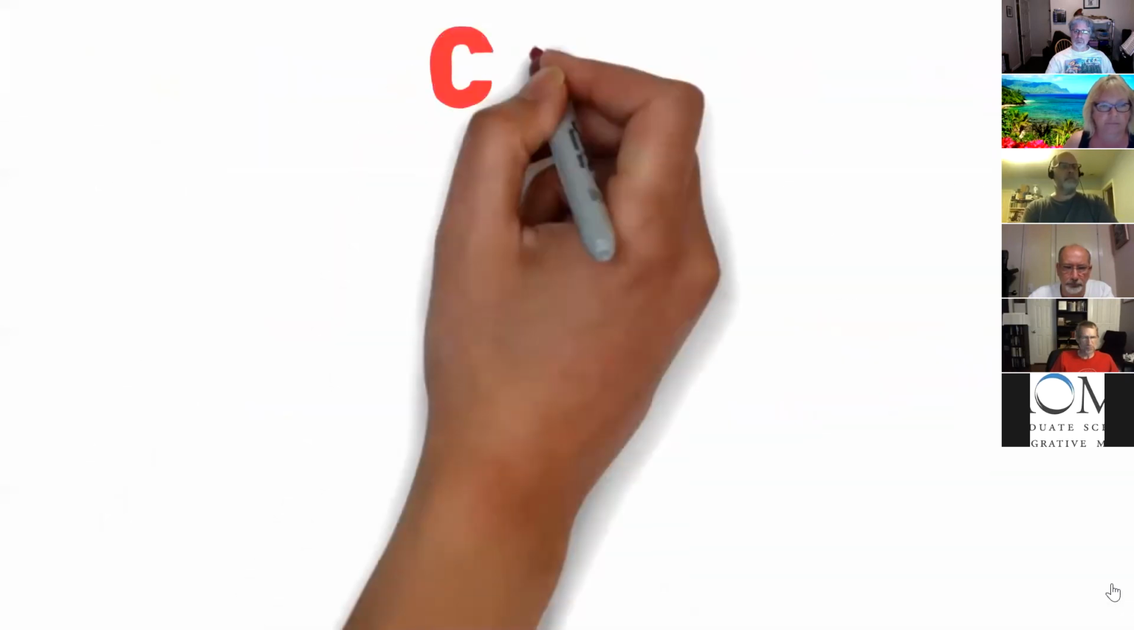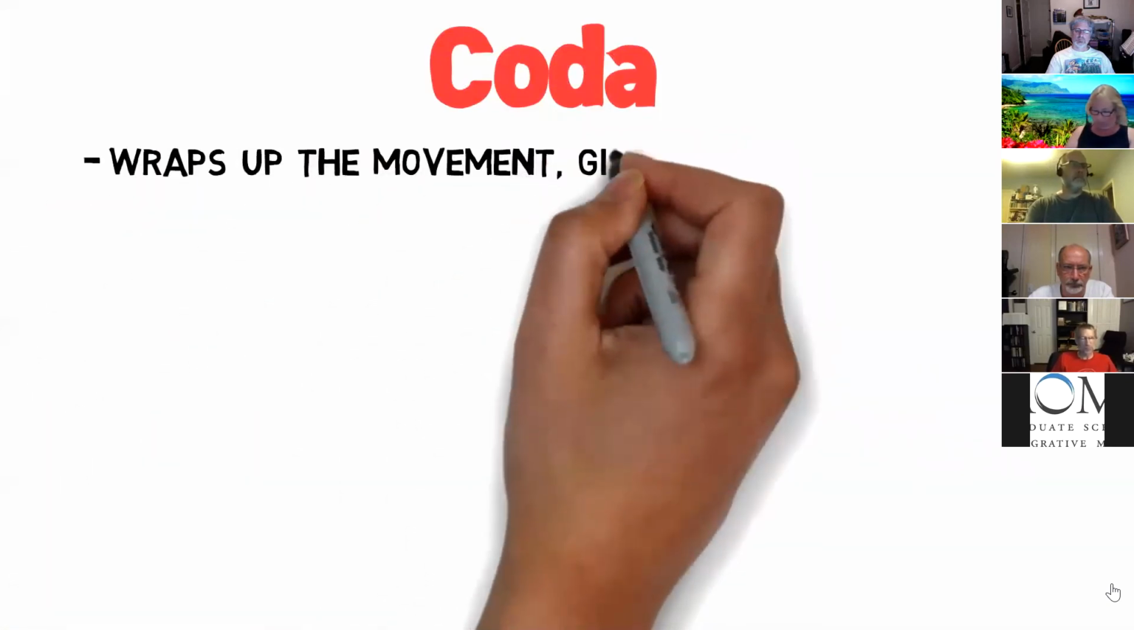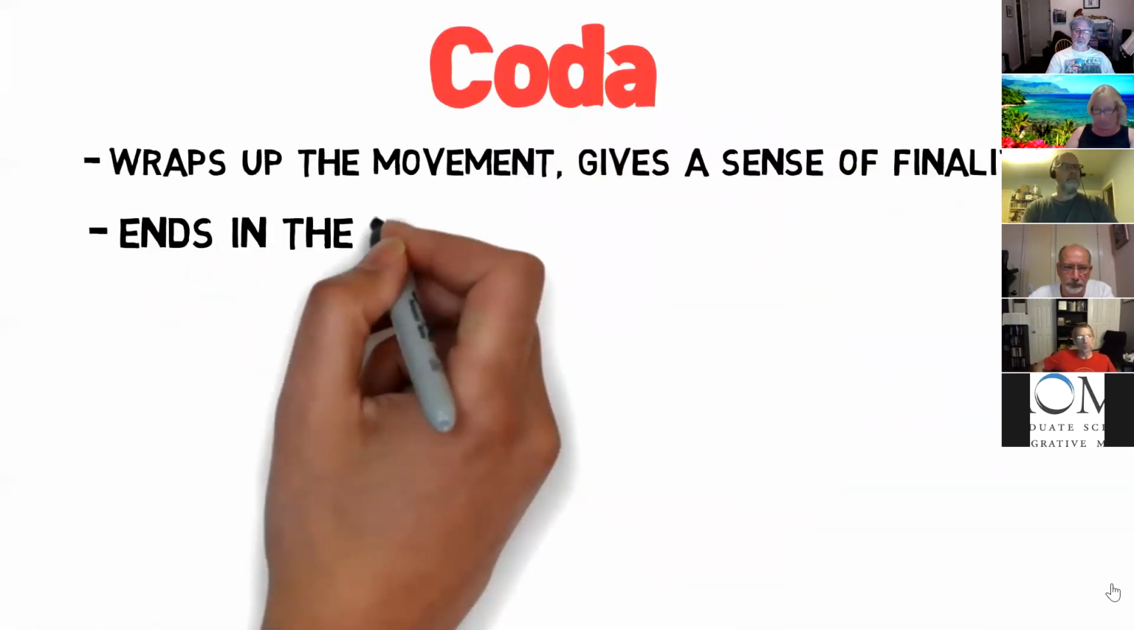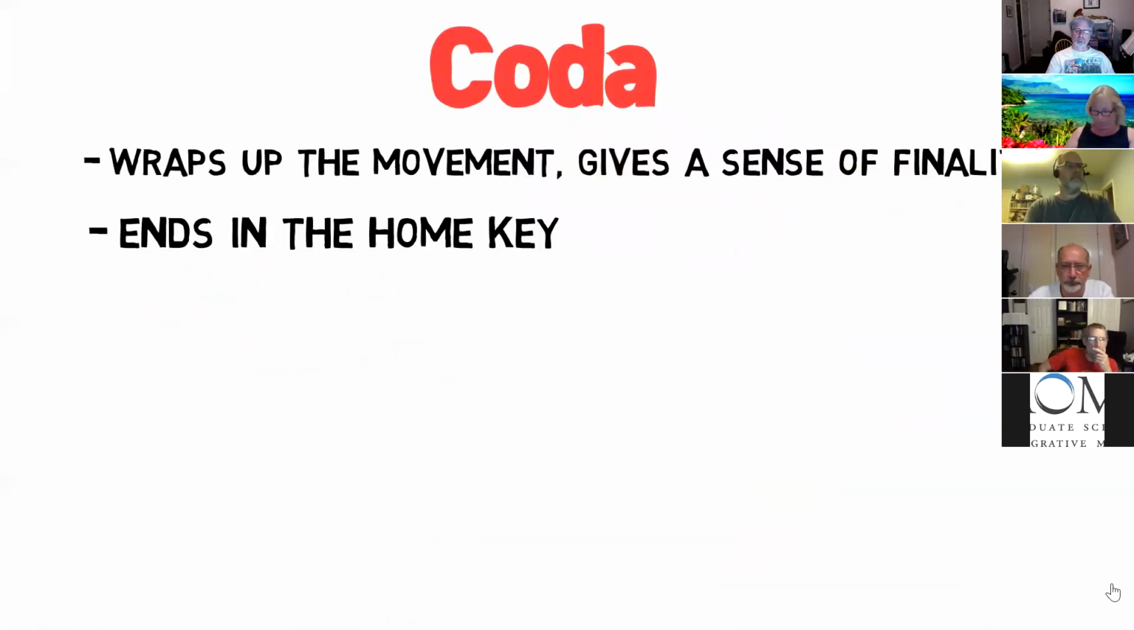Finally, there's the coda, which gives a solid ending to the piece. There are many possibilities, and the objective is to wrap up the movement and give it a sense of finality, ending in the home key. Mozart keeps it fairly simple and dramatically effective.